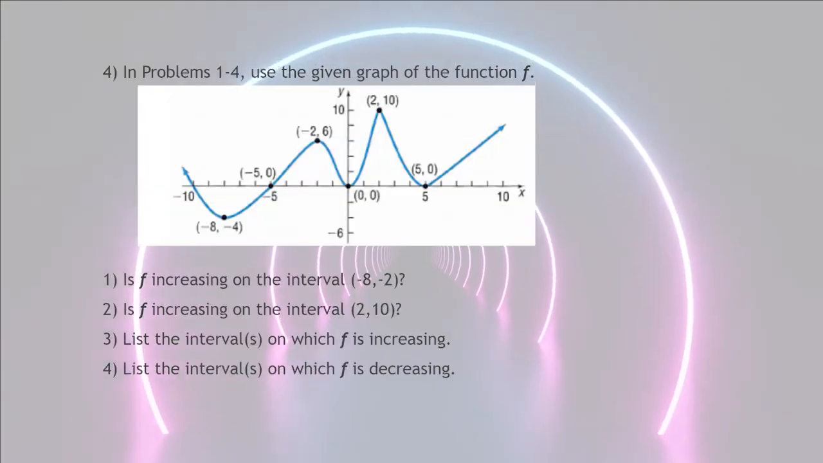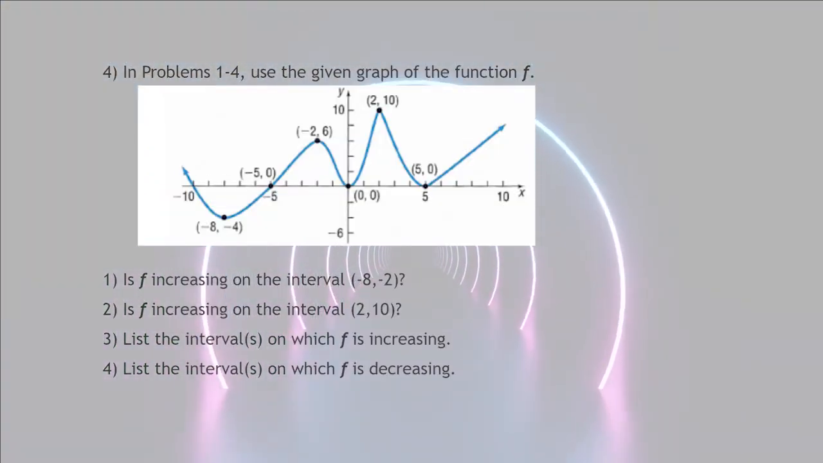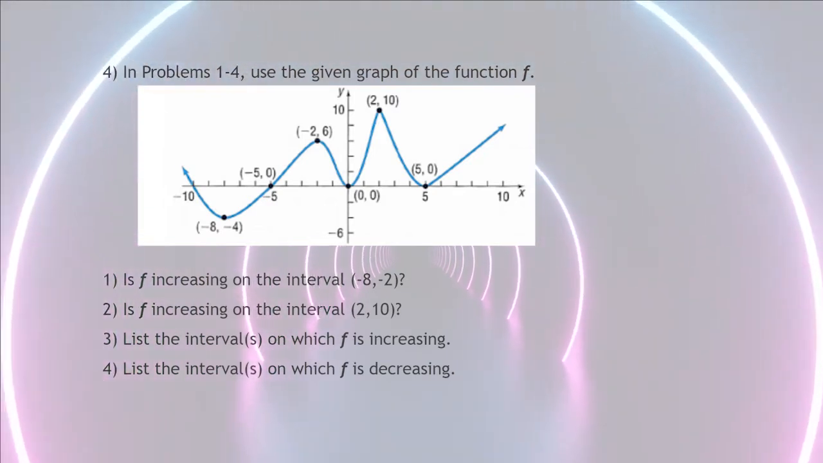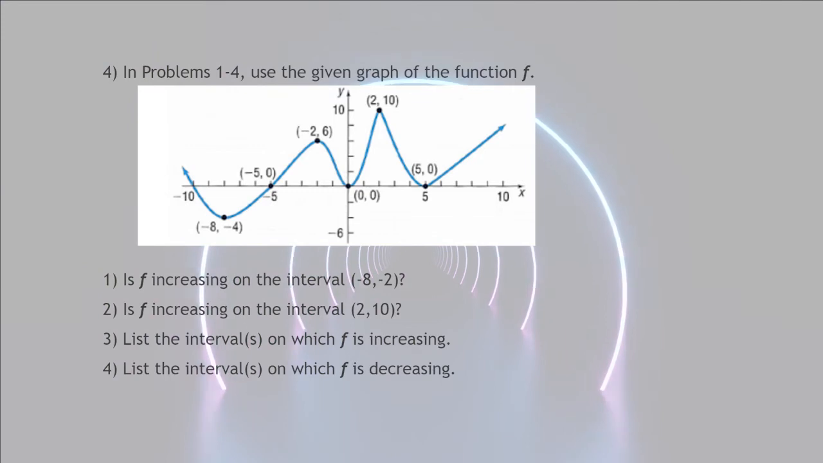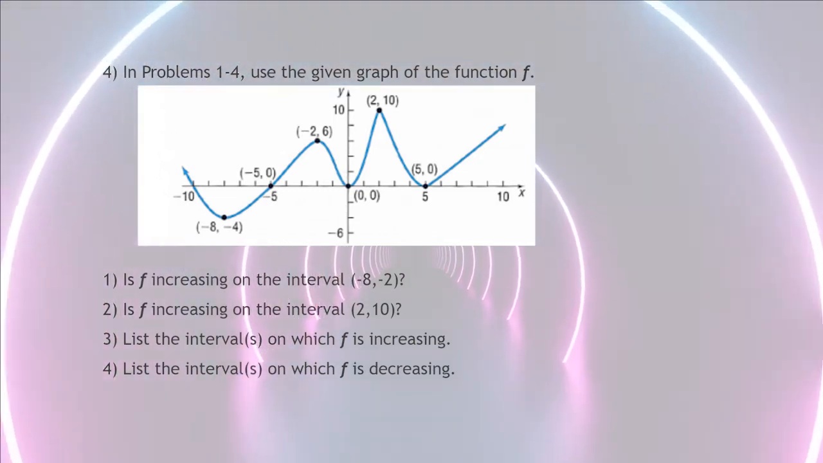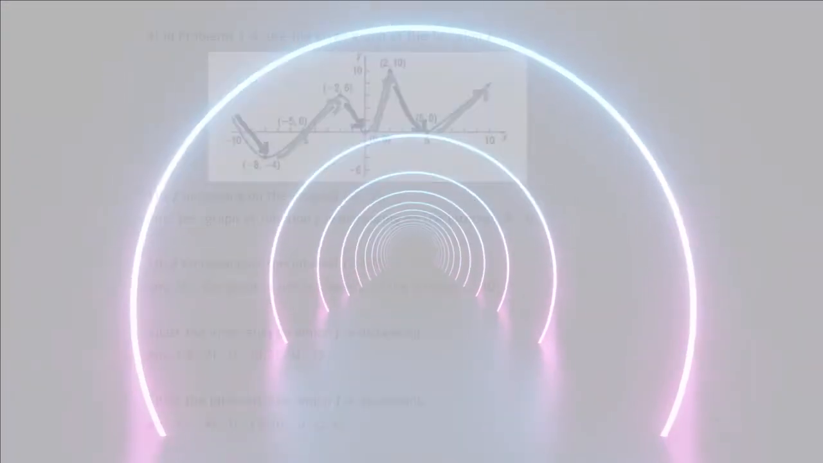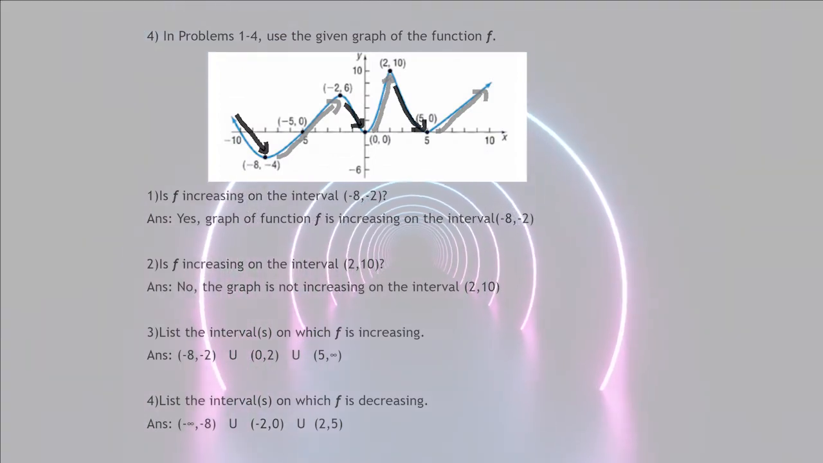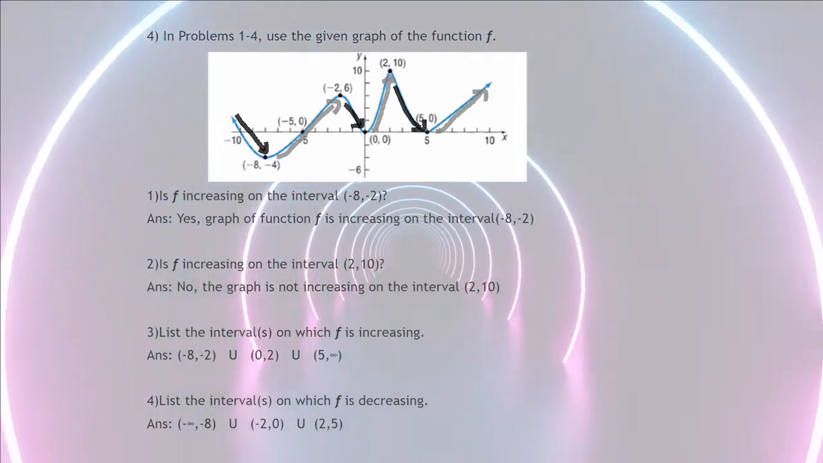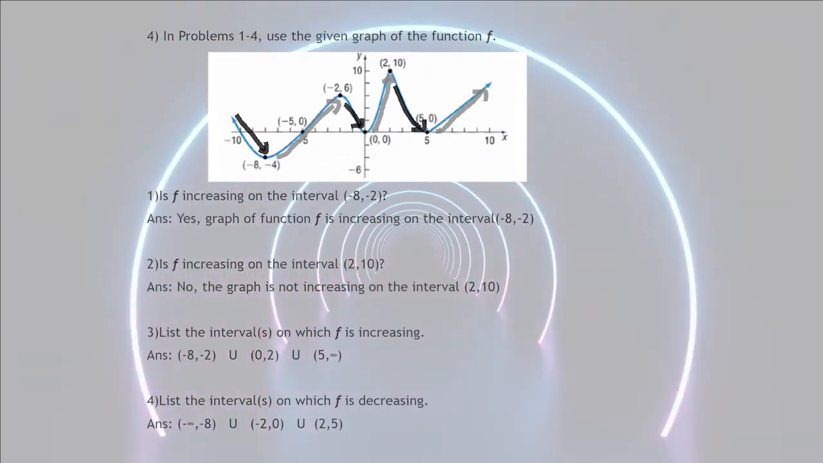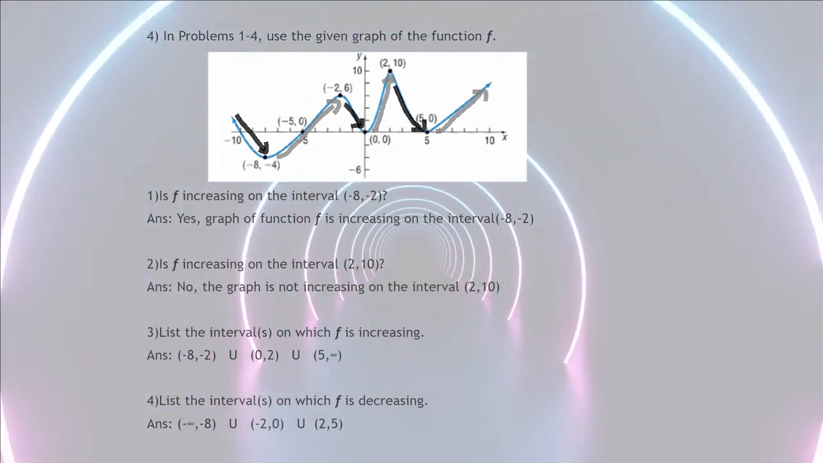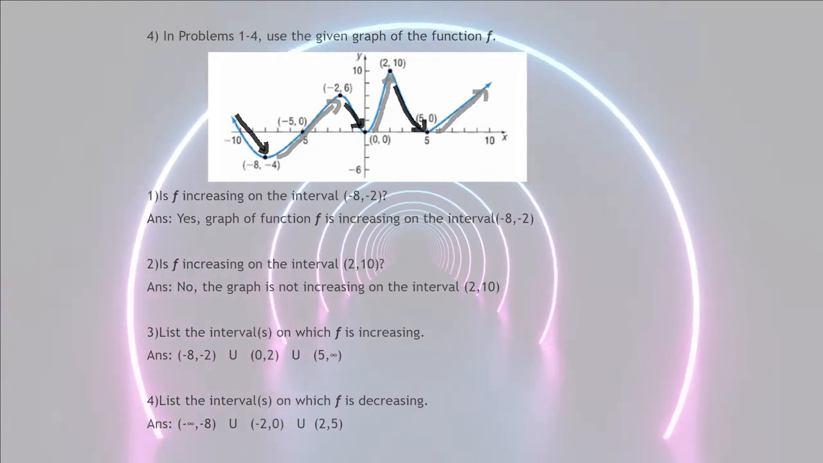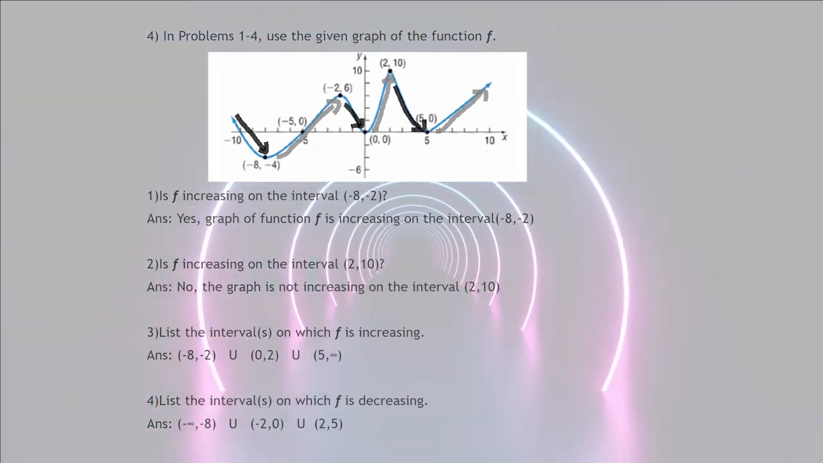For exercise 4, in problems 1 to 4, use the given graph of the function f. Now the graph of function f is already given and we have to look from left to right. And here I've already represented the decreasing interval using the black arrows and the increasing interval using the grey arrows. And if we look at the first question, is f increasing on the interval -8 to -2?